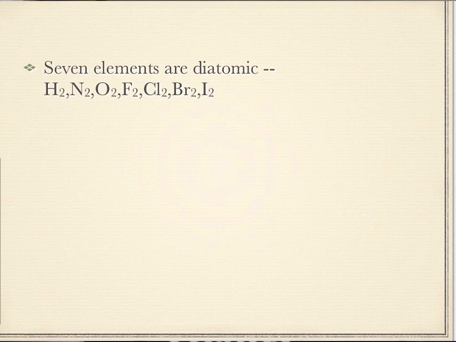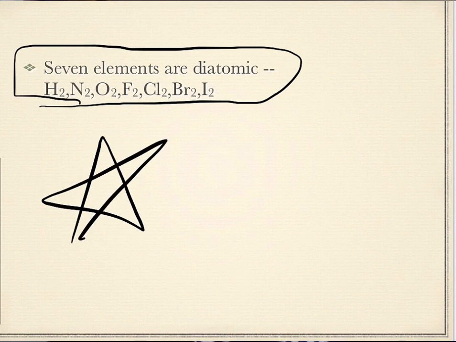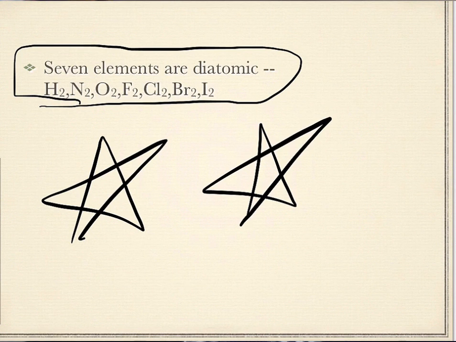There are 7 elements that you need to be aware of, and that they do not exist as atoms in nature. These are the 7 elements, and you need to write them in big bold letters, put stars all around it, because they will cost you many, many points on tests if you do not remember that these 7 elements are diatomic. So remember what they are: hydrogen, nitrogen, oxygen, fluorine, chlorine, bromine, and iodine.